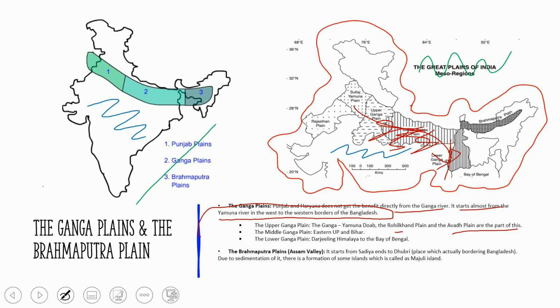Okay, the other is the Brahmaputra plain that is flowing from the Assam Valley. It starts from Sadia and ends at Dhubri, the place which borders Bangladesh. Due to sedimentation here, there is a formation of some islands, which is called Majuli Island. And now it has been observed that the sea level is increasing because of global warming. Most of the mangrove forests and all are disappearing, and it has been said on the Discovery channel that by 2050 the sea level may reach up to Kolkata.